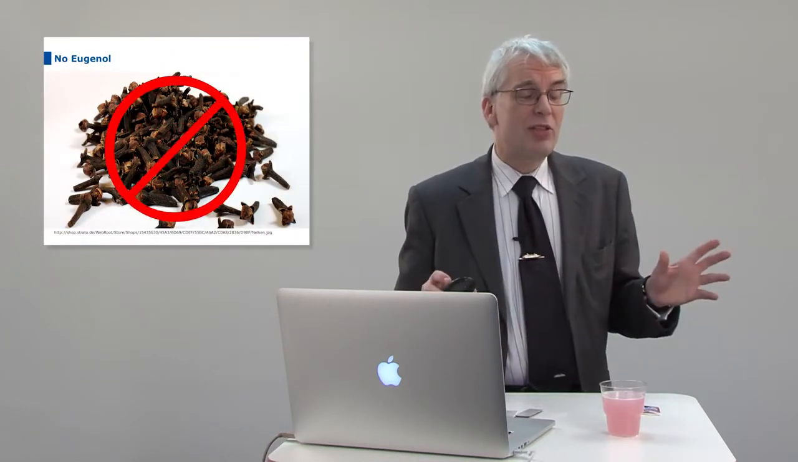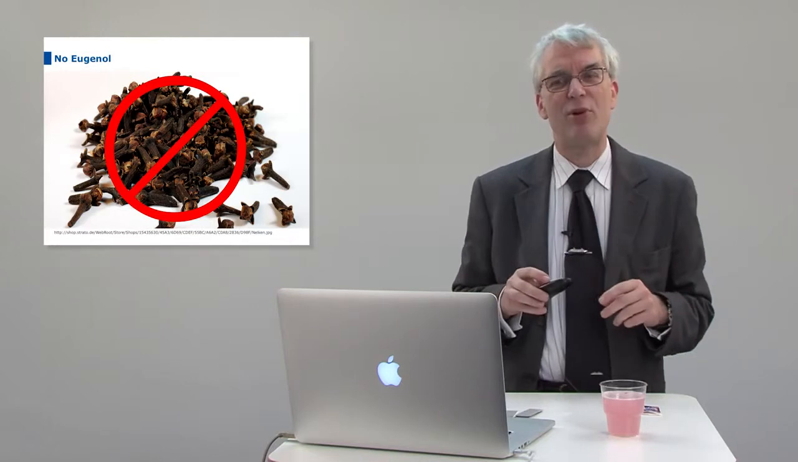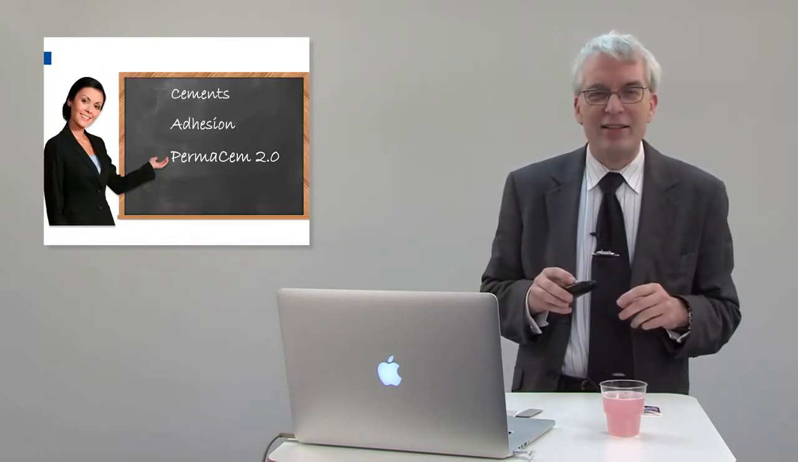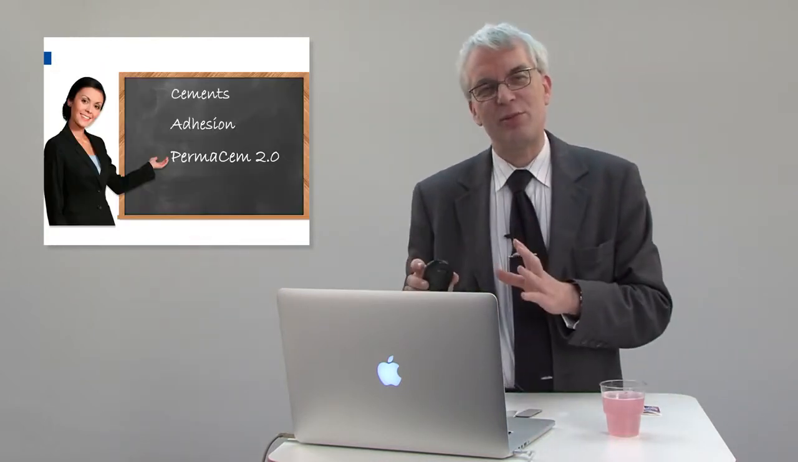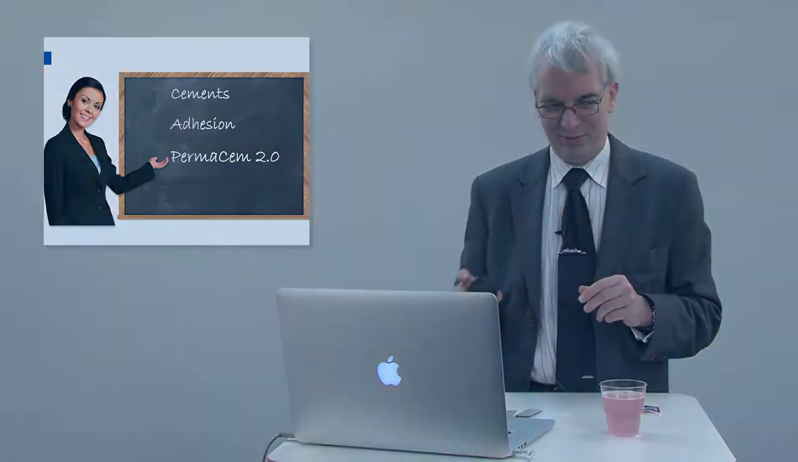And we don't want eugenol because it's a resin cement. Any resin cement doesn't want eugenol because it can inhibit the polymerization. And with that, I'd like to show you a little bit of what PermaCem can do in the next part. Thank you.